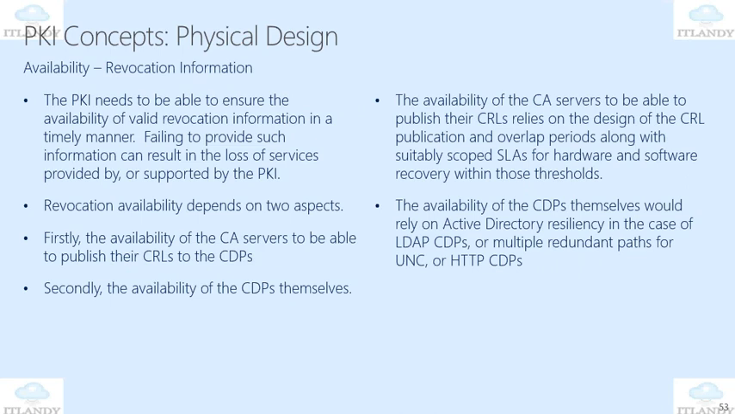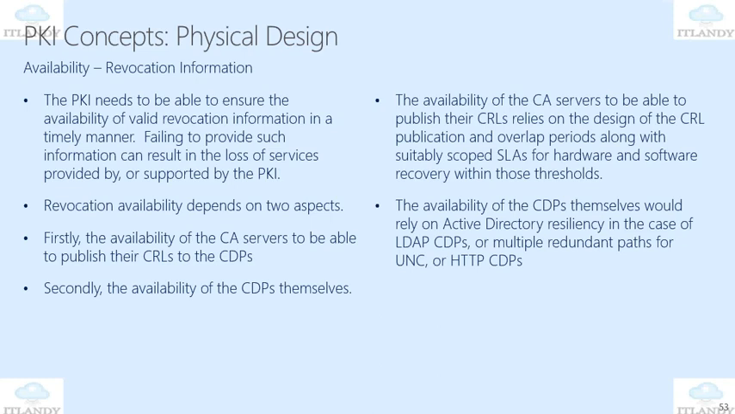And the last part is revocation information. The PKI needs to be able to ensure the availability of valid revocation information in a timely manner. Failing to do so will result in loss of the service. Revocation availability depends on 2 aspects. First, the availability of the CA server to be able to publish their CRLs and the CDPs. Second, the availability of the CDPs themselves, the distribution points. The availability of the CA server to publish their CRLs relies on the design of the CRL publication and the overlap period.